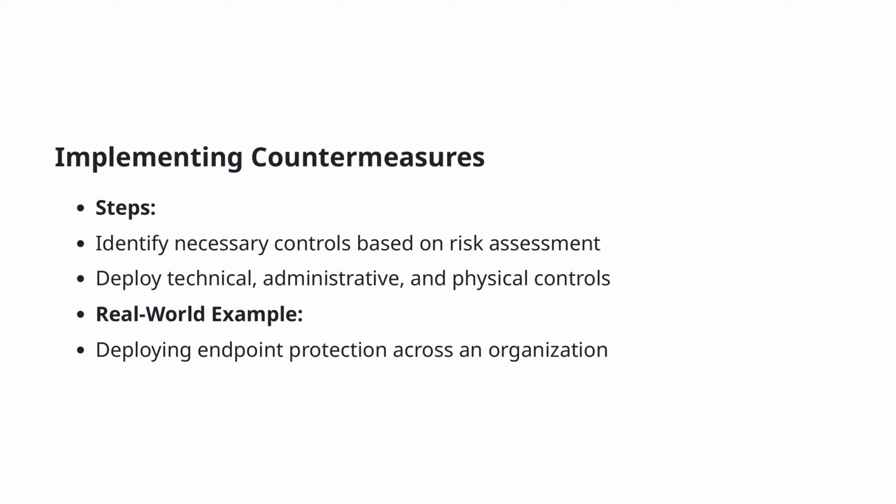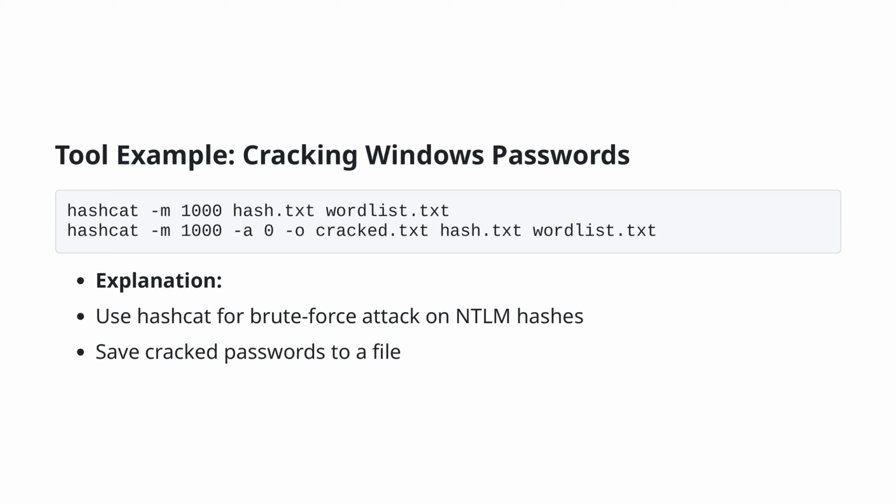Here's an example of how we can use tools to understand vulnerabilities, specifically concerning Windows passwords. The command shown here utilizes Hashcat, a popular password cracking tool, to perform a brute force attack against NTLM hashes. The command hashcat -m 1000 hash.txt wordlist.txt instructs Hashcat to use the mode for NTLM hashes, mode 1000, and apply a wordlist, wordlist.txt, to crack the passwords listed in hash.txt.